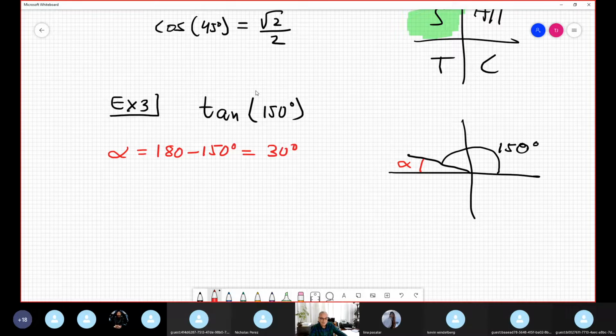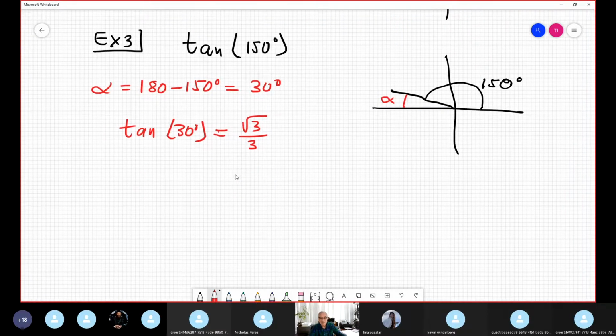So I know that tangent 30 degrees and tangent 150 degrees have the same value. The sign, I don't know, but the actual value is the same. I know by memory that it is radical 3 over 3. Or if you don't remember, no problem, because you only need to remember sine and cosine.